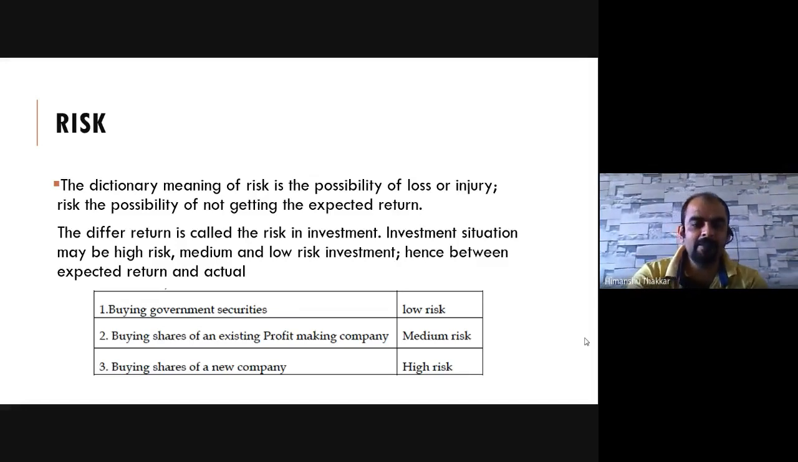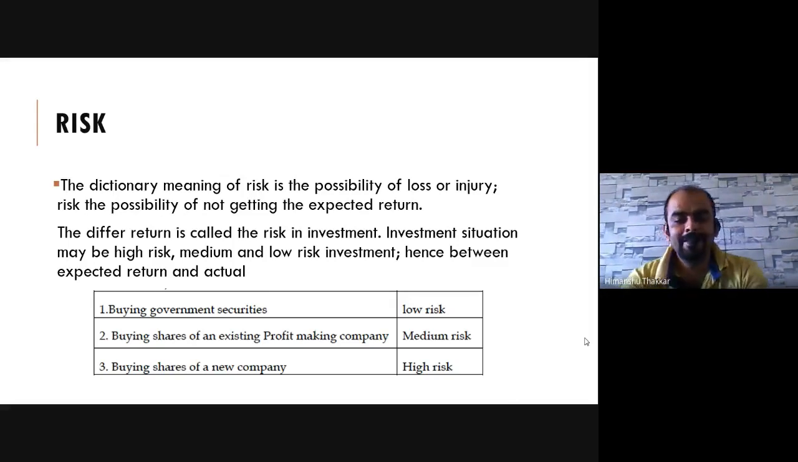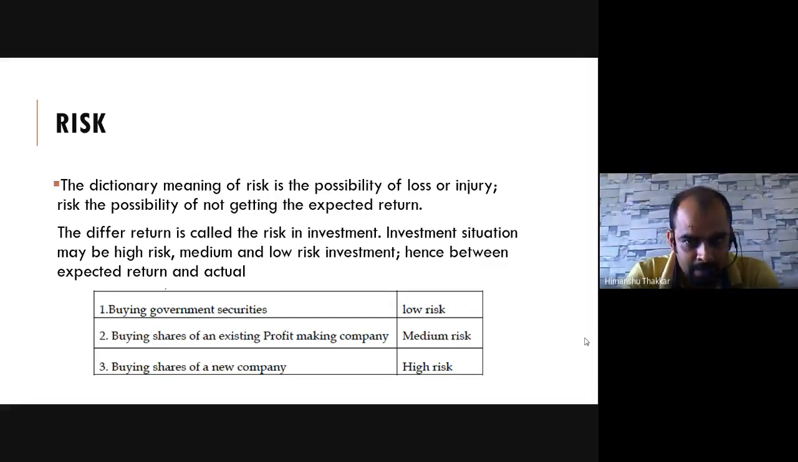If there is a difference between your expectations and the actual return that you get on investment, then that is called the risk associated with the investment. So an investment situation may be a high risk, a medium risk, or a low risk investment. So when you buy government securities, you know a particular percentage of return you will get, and you will definitely get it. So that is a low risk investment.